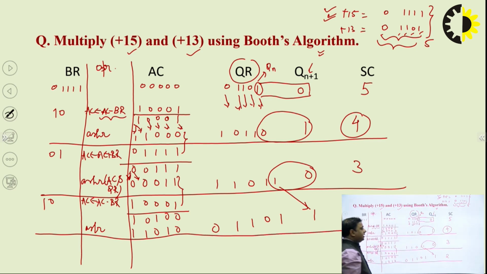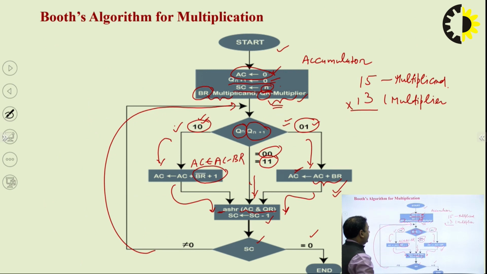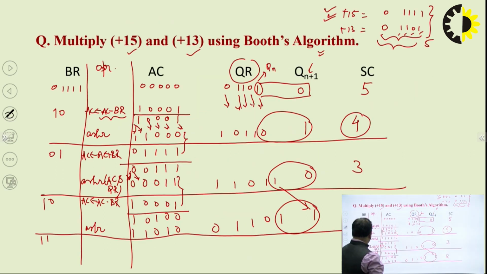right. Now what is the value of the sequence counter? This is equals to 2, but it is not equals to 0. If it is not equals to 0, then see the pair of Qn and Qn plus 1, that is 1 1. So what the 1 1 says now, if Qn and Qn plus 1 is the same bit, that is 1 1, then there is no need of the plus operation or the minus operation. Just simply put the arithmetic shift right operation, right. So just I will make an arithmetic shift right operation here, arithmetic shift right AC and QR, right. So put the arithmetic shift right operation.